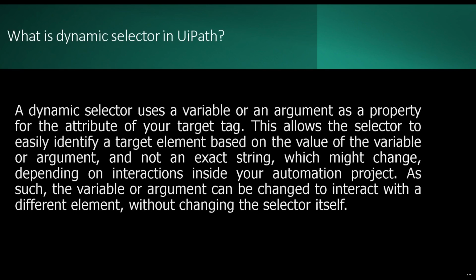What are dynamic selectors in UiPath? A dynamic selector uses a variable or an argument as a property for the attribute of your target tag. This allows the selector to easily identify a target element based on the value of the variable or argument, and not an exact string which might change depending on interactions inside your automation project. As such, the variable or argument can be changed to interact with a different element without changing the selector itself.